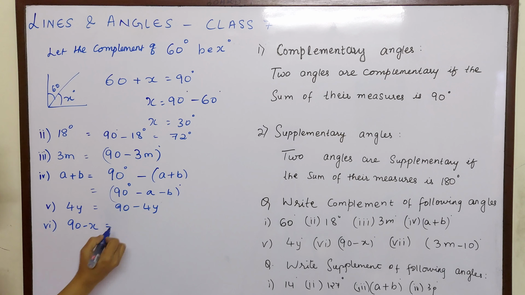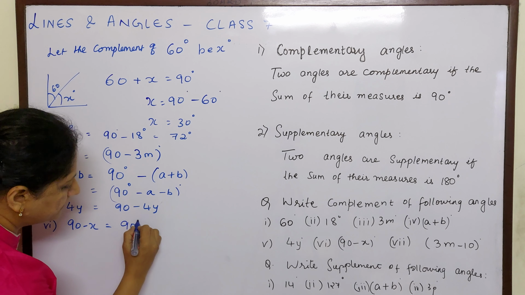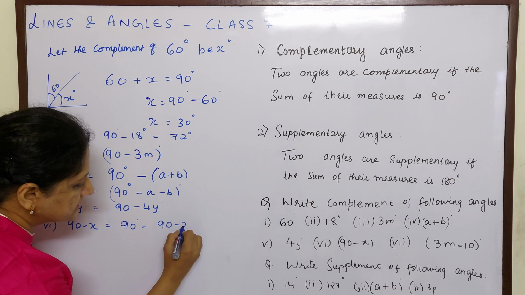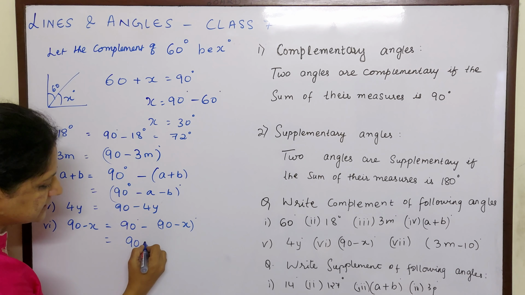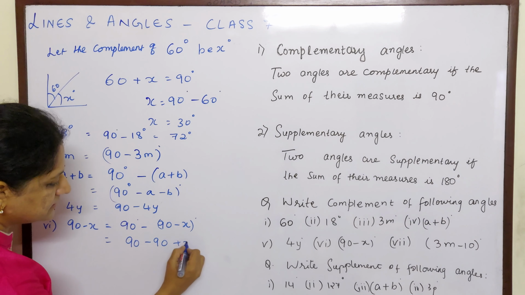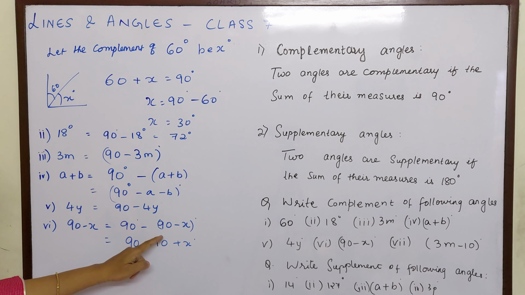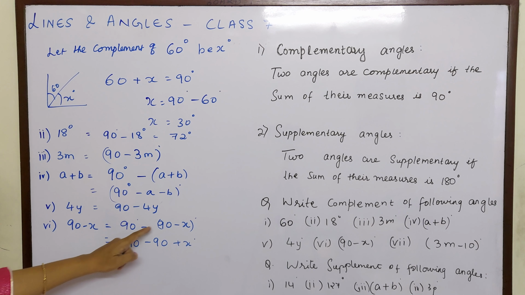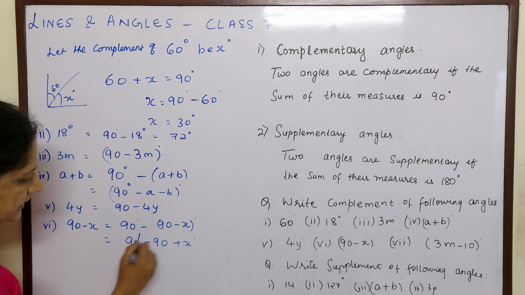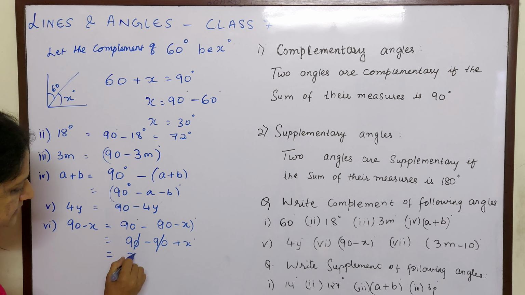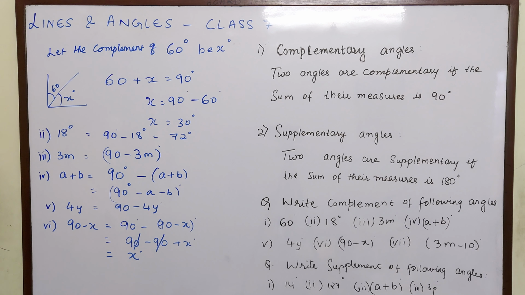What about 90 minus x? The complement of 90 minus x is 90 degrees minus the bracket 90 minus x. Now when you open the bracket, it will be minus 90 plus x, because signs change when there is a minus outside. Minus into plus is minus, minus into minus is plus. 90 cancels, so your answer is only x degrees.